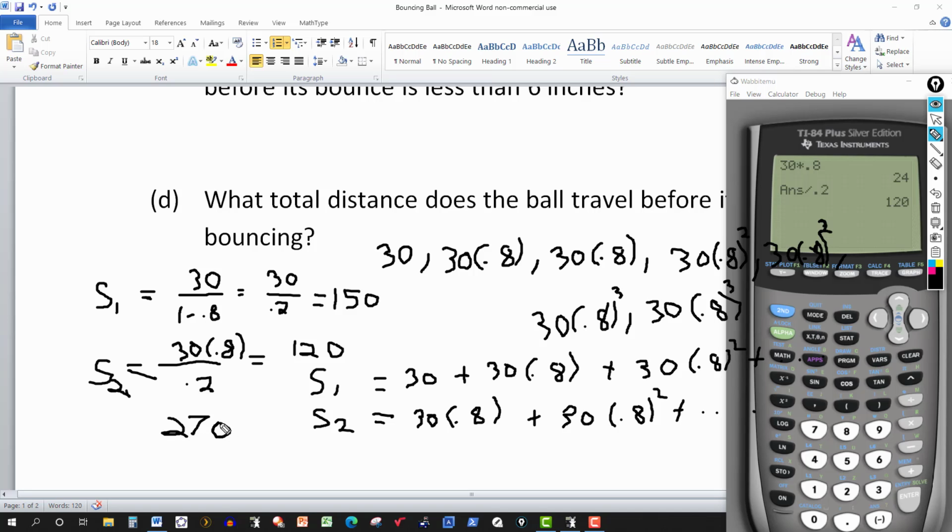The total distance that the ball travels before it comes to rest is 270 feet.